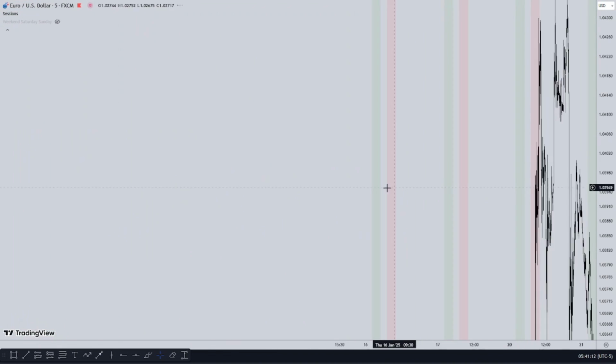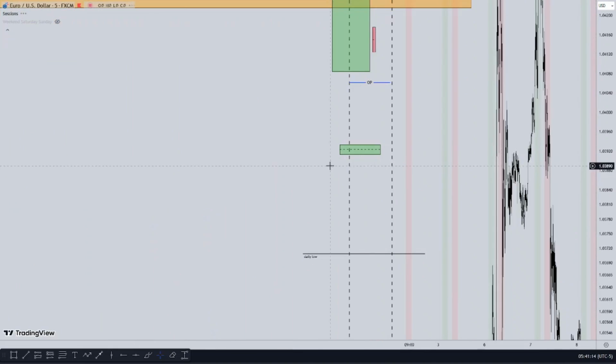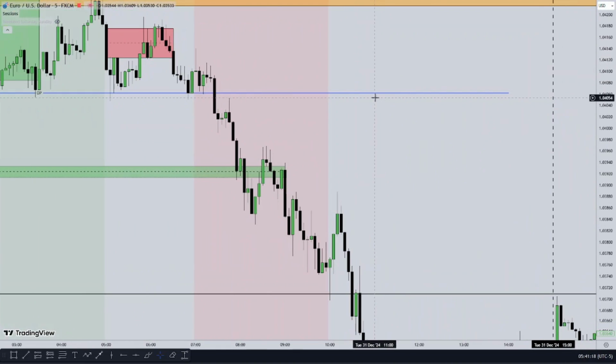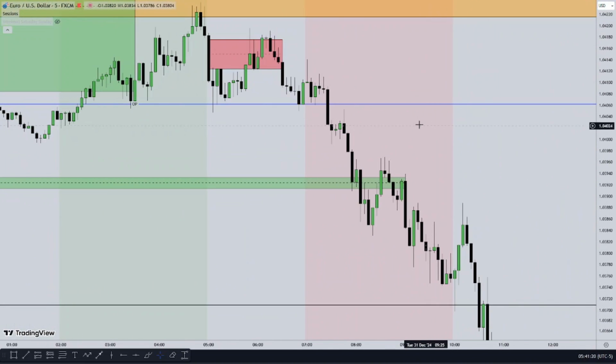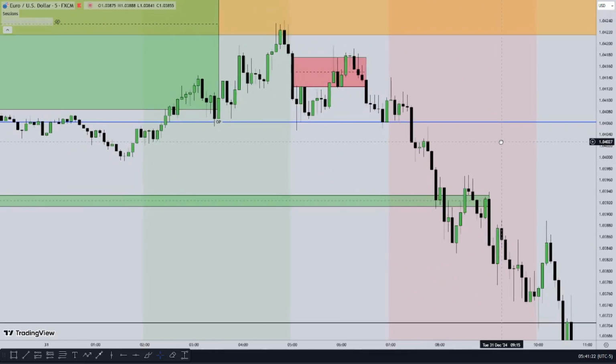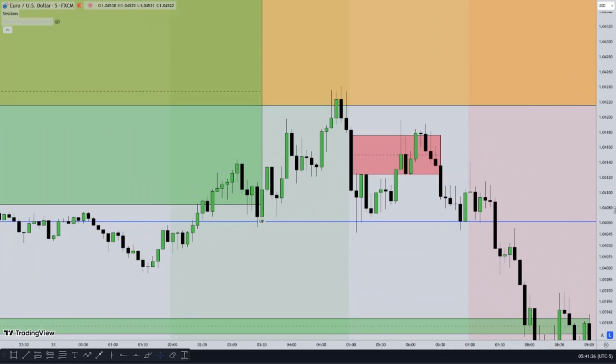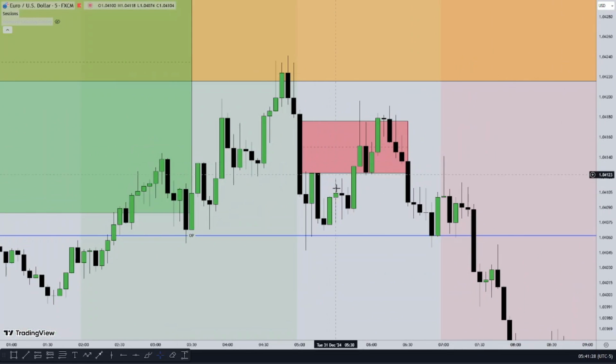Now, after that shift in market structure, you're just looking for a 5 minute entry. You can see retracement to the fair value gap. Here's a shift in market structure. Shift in market structure, this will be your entry.